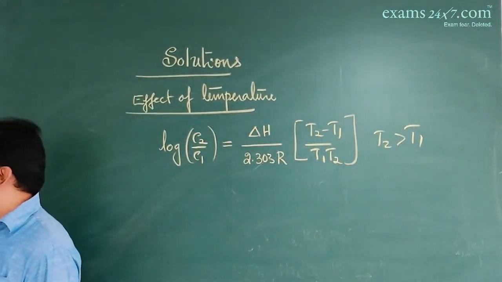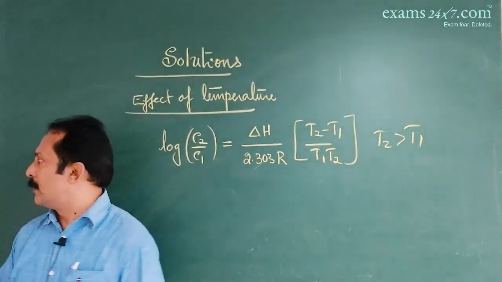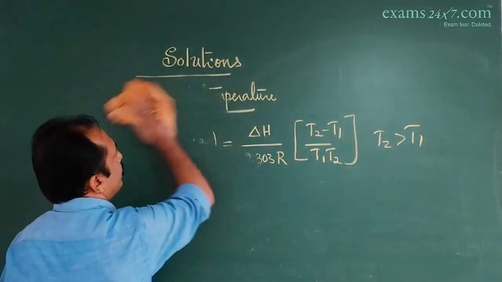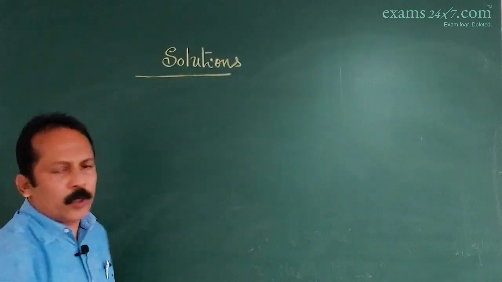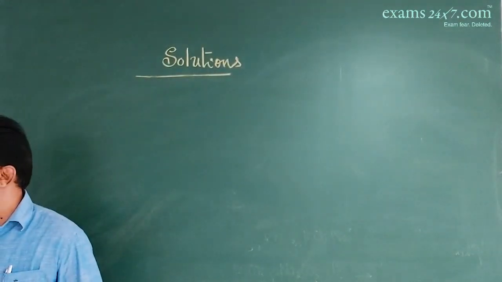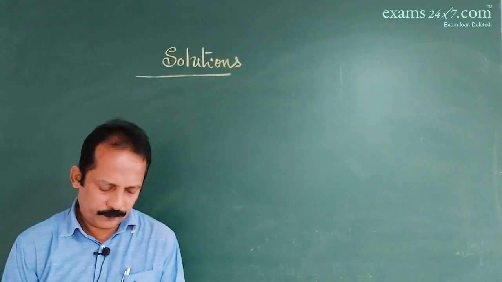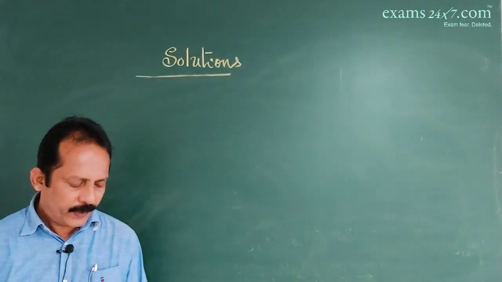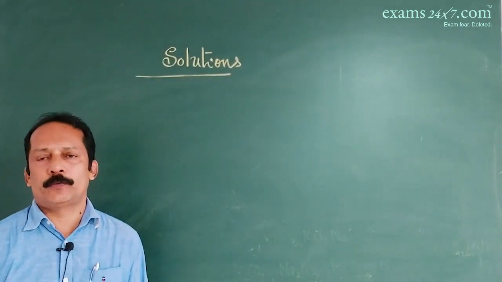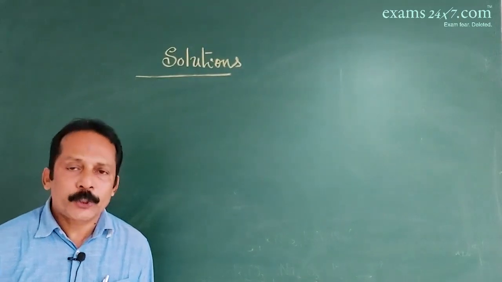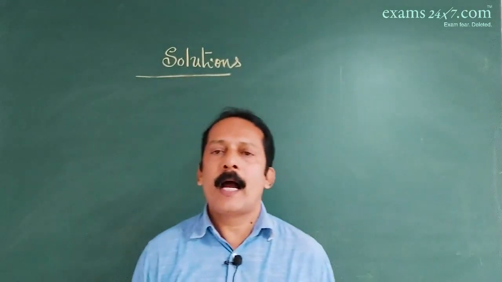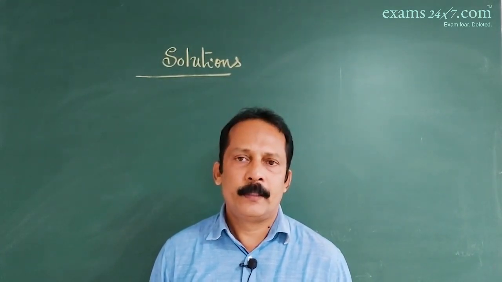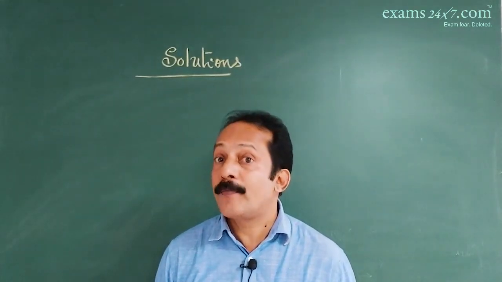Next, moving on to Raoult's law of binary solution. A mixture of two solutions is called a binary solution. So what about Raoult's law of binary solution? The vapor pressure of any component in a solution is equal to the product of the mole fraction of that component and the vapor pressure of the pure component. It is called Raoult's law of binary solution.